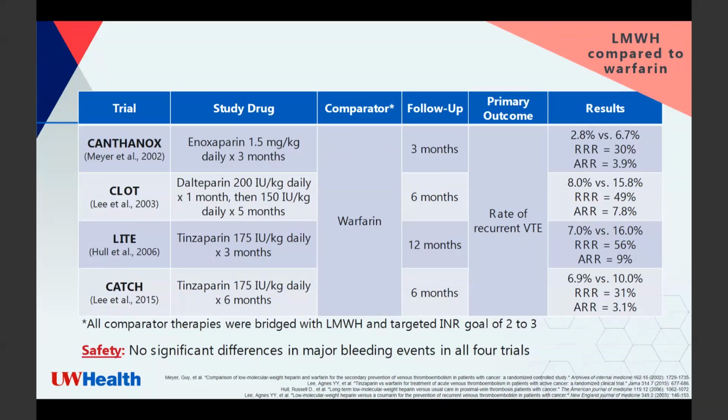And so this data supports use of low molecular weight heparin over warfarin in cancer-associated thrombosis due to reduction in recurrent VTE rates, no differences in major bleeding, and as we know, there are fewer drug-drug interactions with low molecular weight heparin as compared to warfarin.